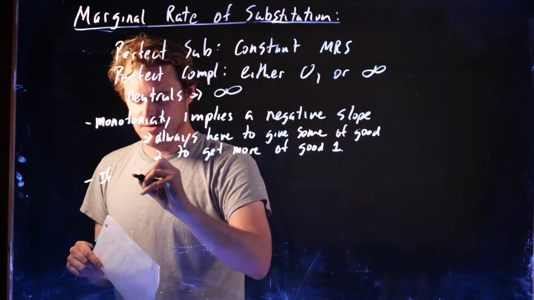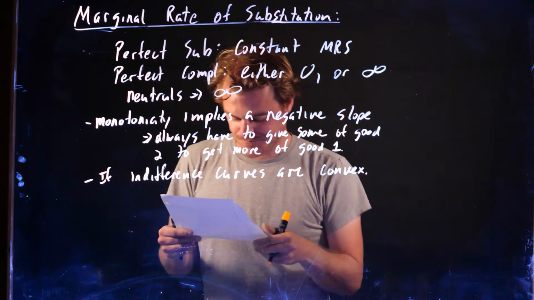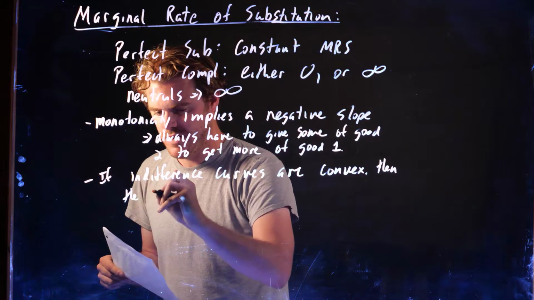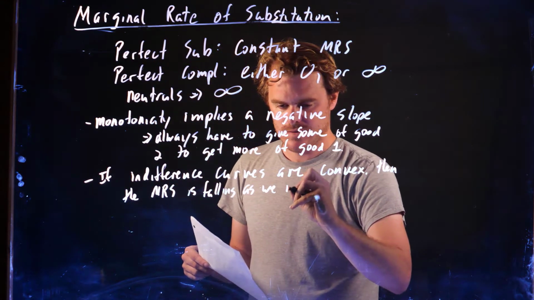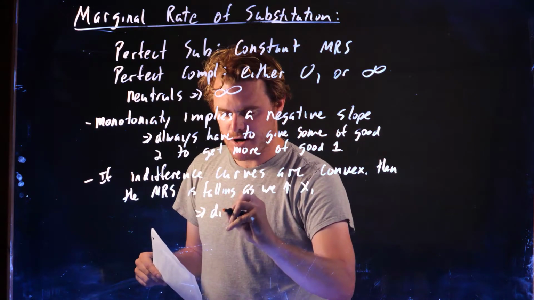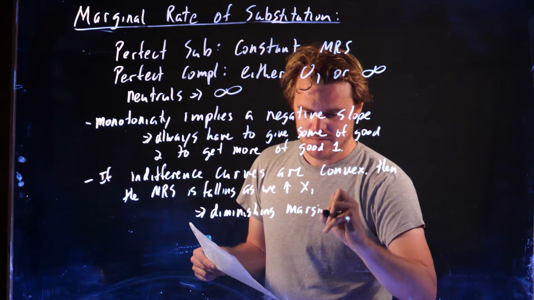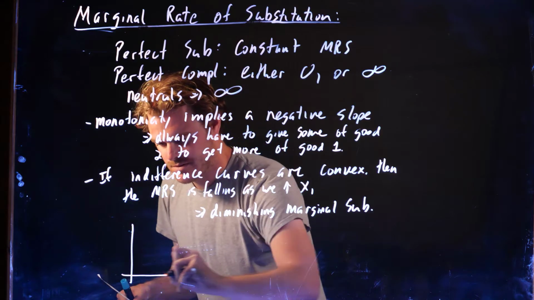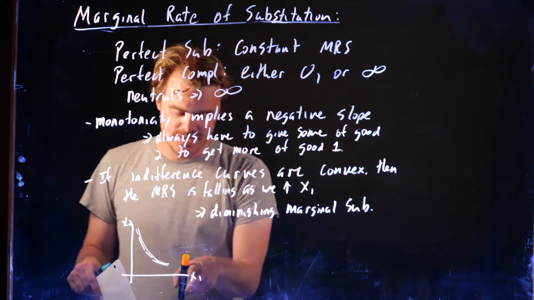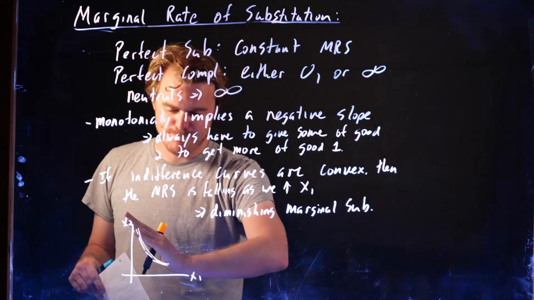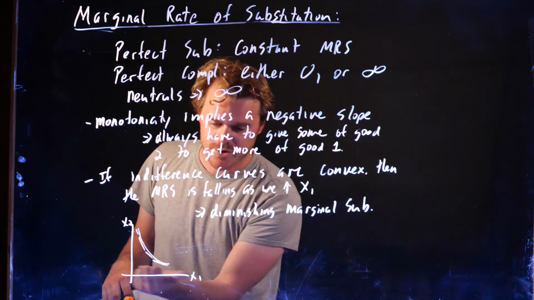If the indifference curves are convex, then the marginal rate of substitution is falling as we increase x1. We should call that diminishing marginal substitution. We can think about this classic convex shape that we've been drawing out. The slope is changing at different points. As we increase x1, notice that the slope is getting smaller and smaller and smaller, right? So that's the idea here. We have diminishing marginal substitution as we consume more and more of good 1.